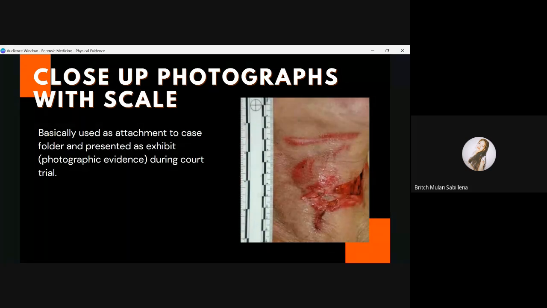Documentation and measurement of wounds is an important aspect of physical evidence collection in cases involving injuries or assaults. Close-up photographs with a scale are often used to document and measure the size and location of wounds. To take a close-up photograph with a scale, the camera should be positioned as close as possible to the wound without compromising the image quality. A scale or ruler should be placed next to the wound to provide a reference for size and distance. The photograph should be focused on the wound to ensure that all details are clearly visible.